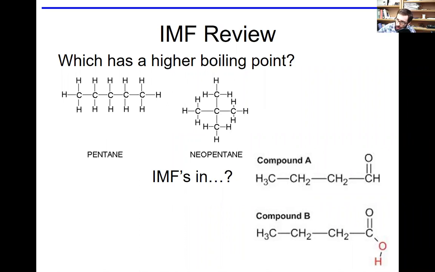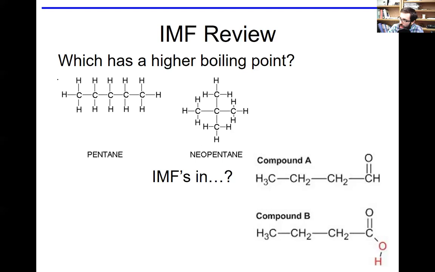Which of the following has a higher boiling point, pentane or neopentane? The thing to recognize here is that they all have CH bonds. We know CH bonds are non-polar. They have a delta electronegativity of 0.4, and they have the same molar mass. They both have 5 carbons and the same number of hydrogens. But one looks much more like a ball, much more like a sphere, and the other looks much more like a line.